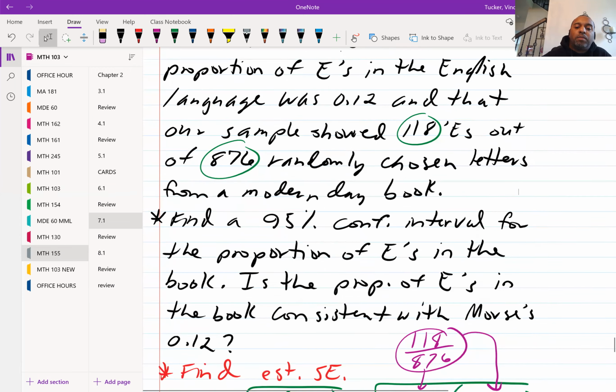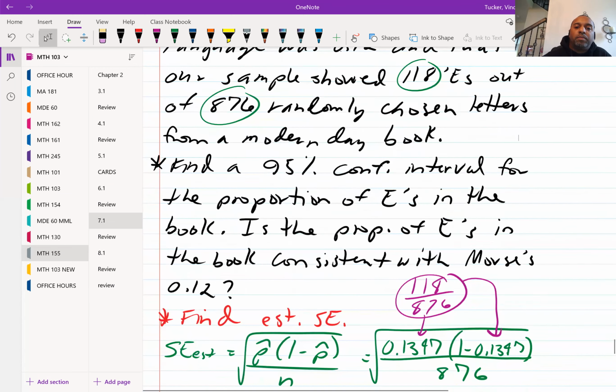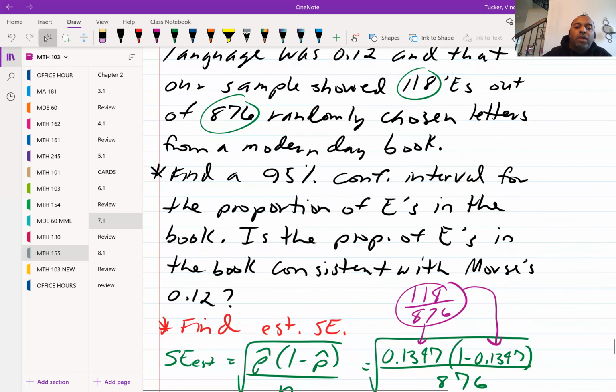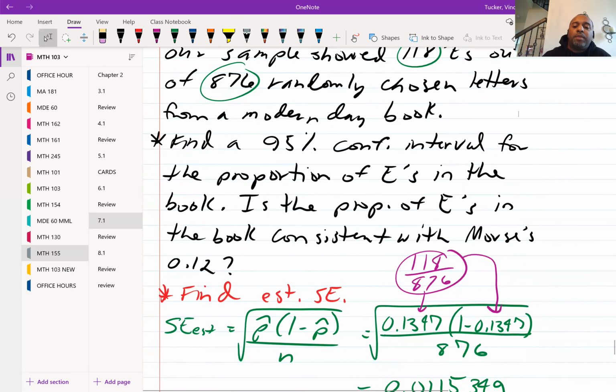We're scrolling up some. So first move for us is to find our estimated standard error. So we need p hat. I'll wait a few more seconds, make sure everybody's done copying before I keep going.